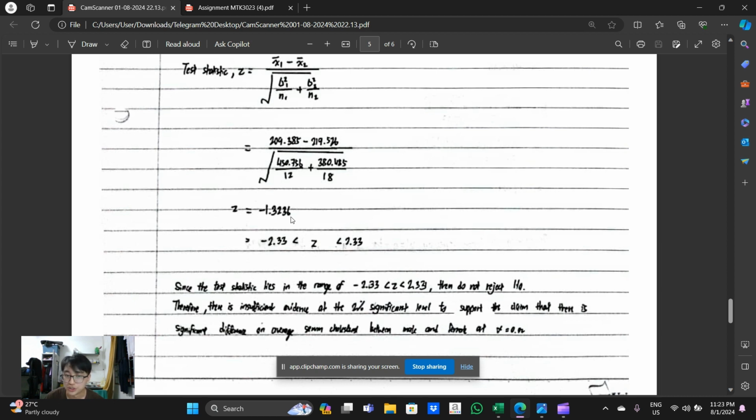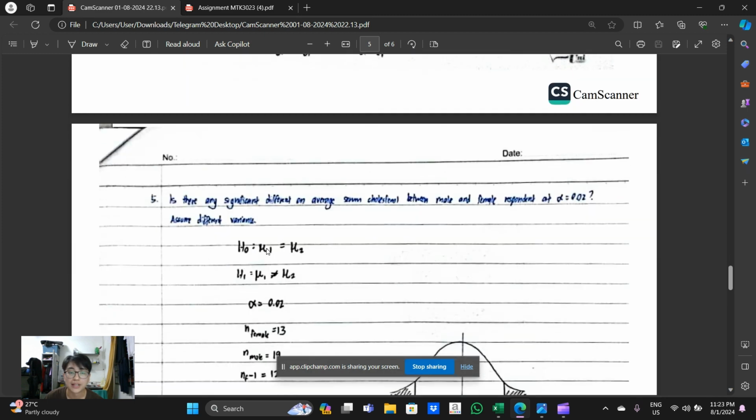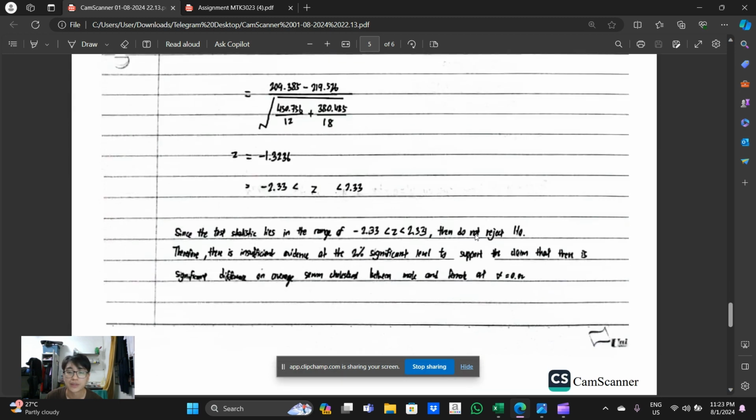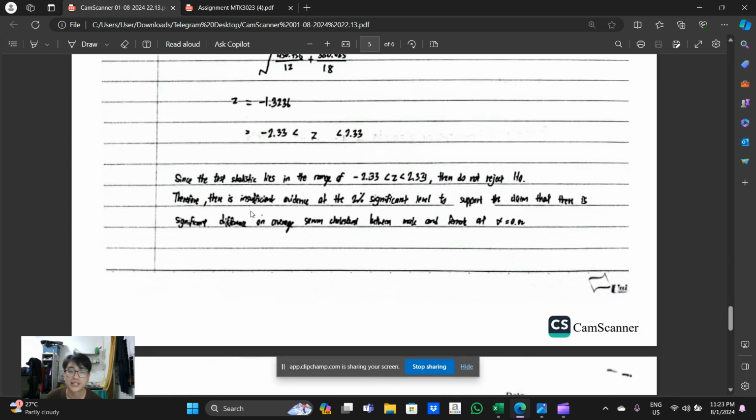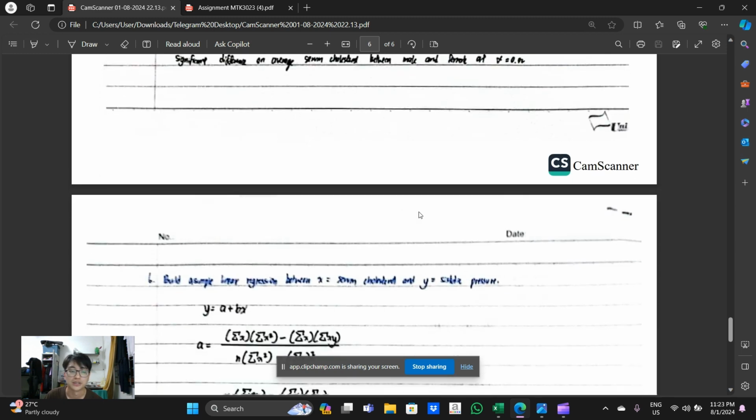Since the test statistic value lies in the range of negative 2.33 and 2.33, so we do not reject H0, where H0 is no difference between the average serum cholesterol between male and female, while H1 is not equal, which means there is significant difference. So if we do not reject H0 it means there is no significant difference. Therefore, there is insufficient evidence at the 2% significant level to support the claim that there is significant difference on the average serum cholesterol between male and female at alpha equal to 0.02.